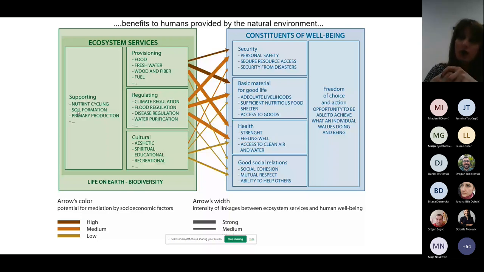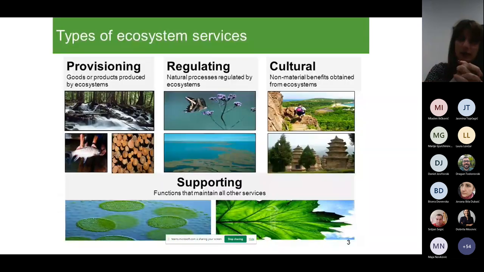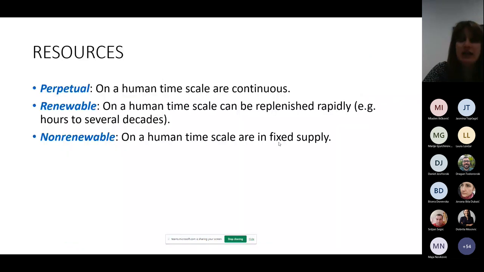So what are the benefits that we get? As you can see, it's personal safety, adequate livelihood, access to goods, feeling well, and so on. As you can see, there are some examples of provisioning, regulating, cultural, and supporting ecosystem services. So once again, it's very important to give a quantity, to give a value, and to say what the price of some natural resource is.